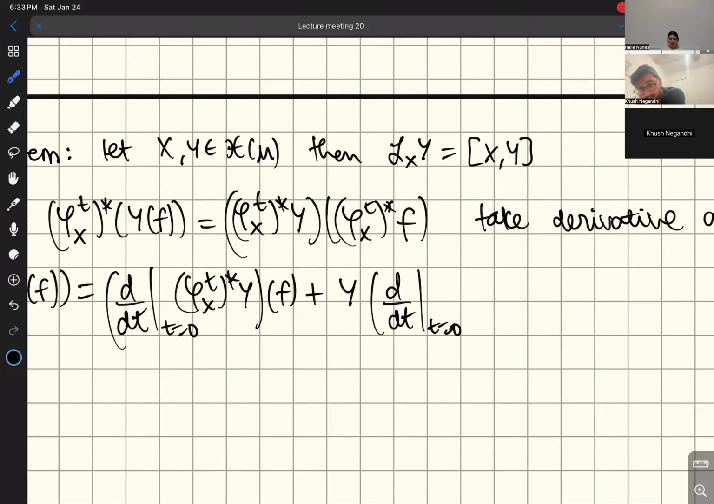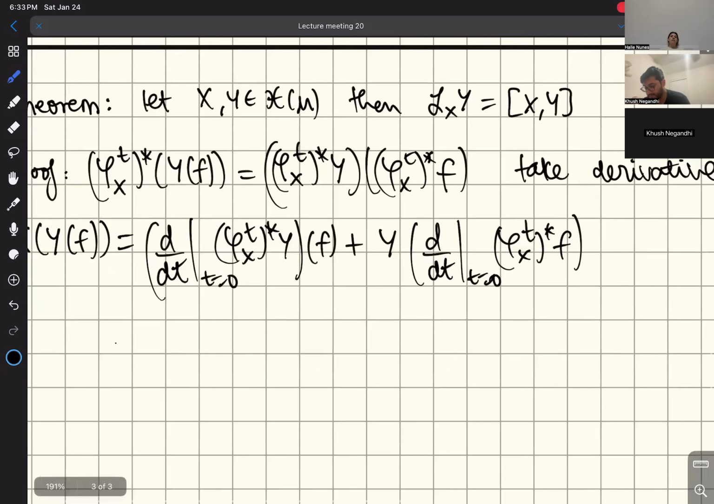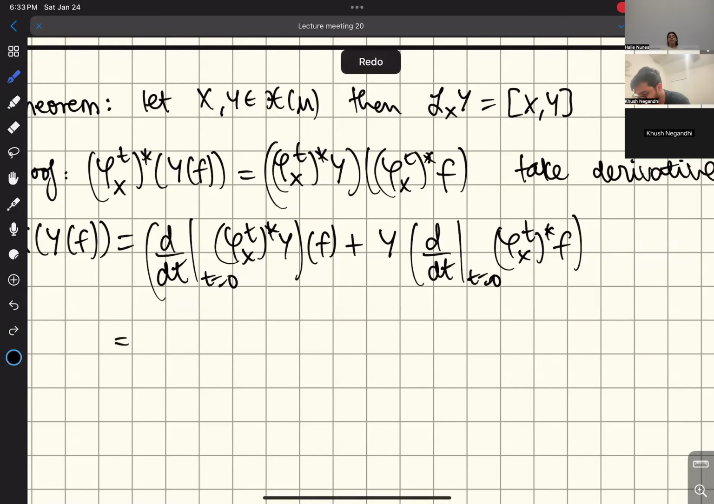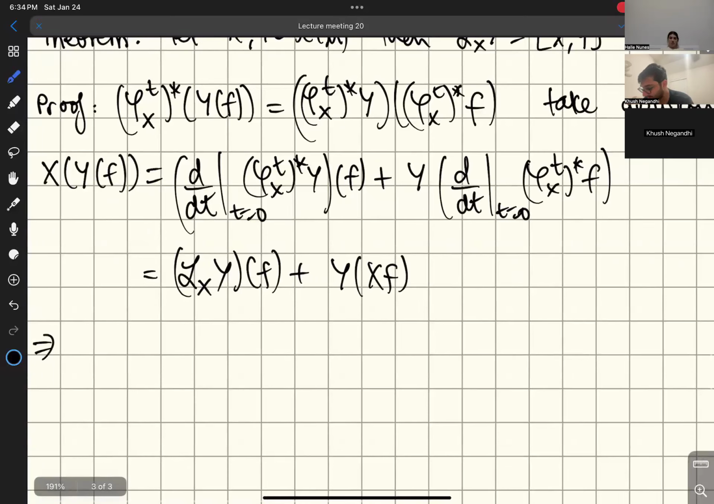Product rule: d by dt of the pullback of the function. But note, by the definition of the Lie derivative, this is just the Lie derivative of X evaluated at the function, Y, and then this is just Y of X of f. And with this, now just subtracting, we get that the Lie derivative is just the Lie bracket.